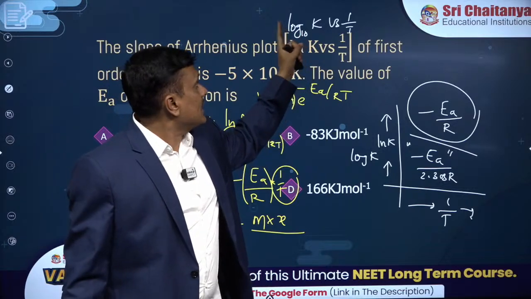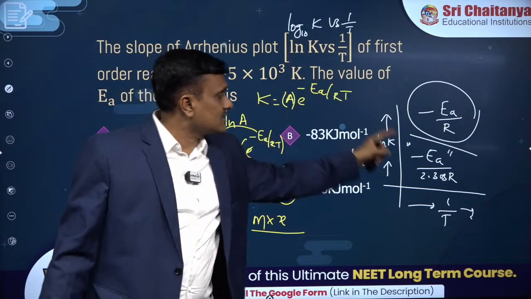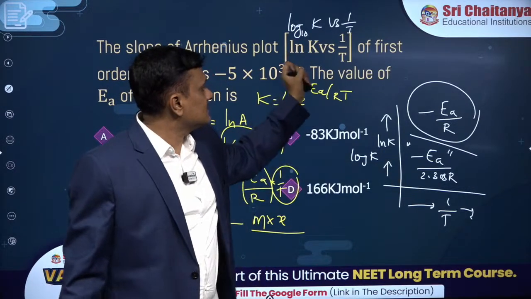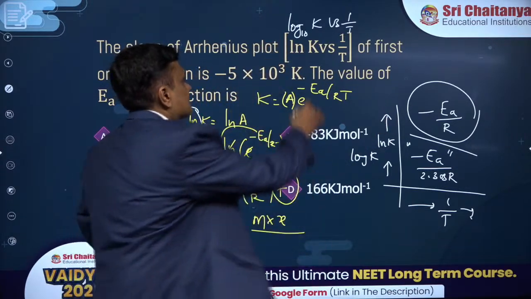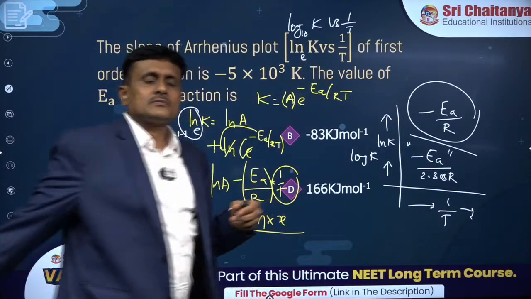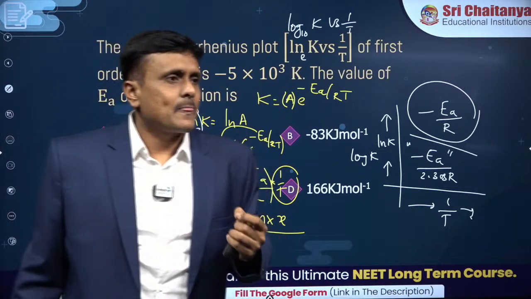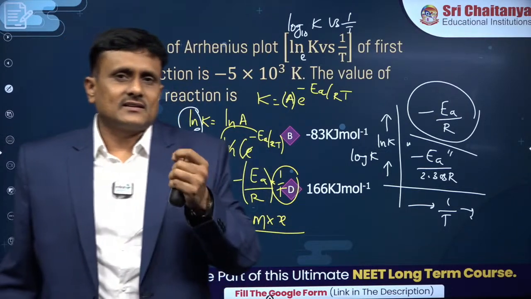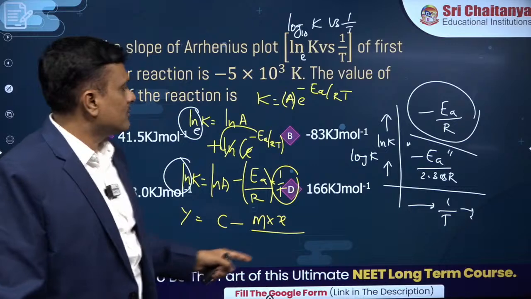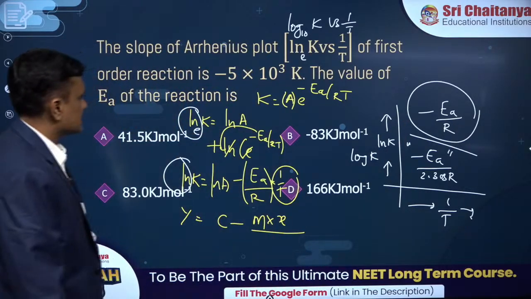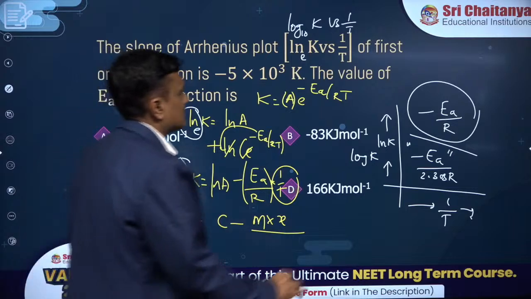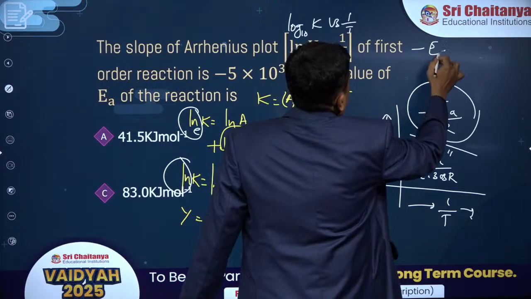It should be either log base 10, in which case the slope is this, or base e, in which case the slope is this. You can see in our question base e is mentioned. Natural logarithm means the base is e. Then in that case you need to write the slope value as minus Ea by R, activation energy. So this is one thing that we need to be careful about. That's all. The remaining you can pretty well work out.